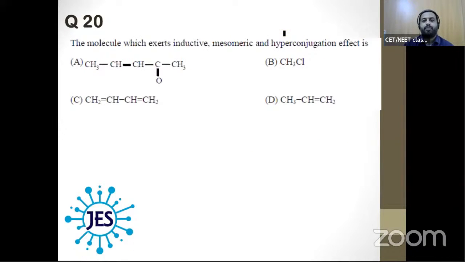Question number 20. Important question. The molecule which exerts inductive, mesomeric and hyperconjugation effect is. Which is the molecule that has all three effects?